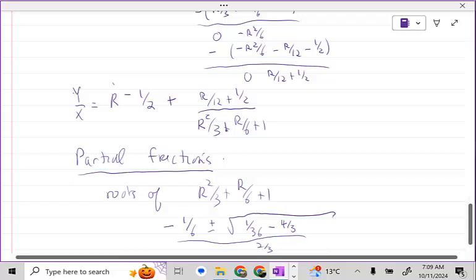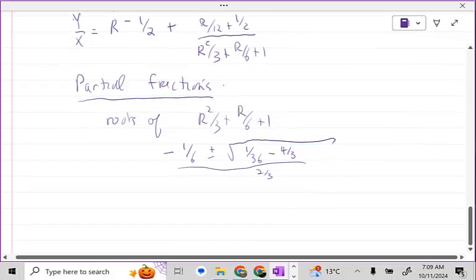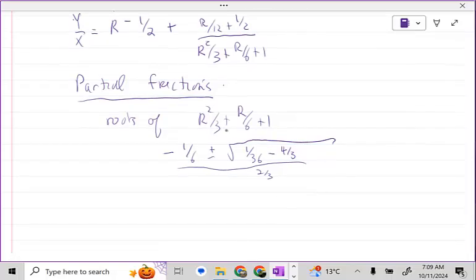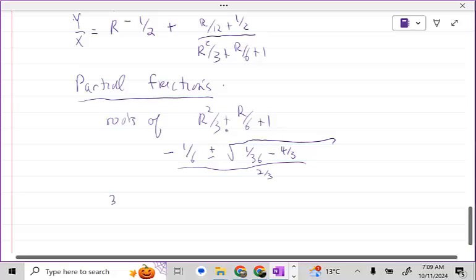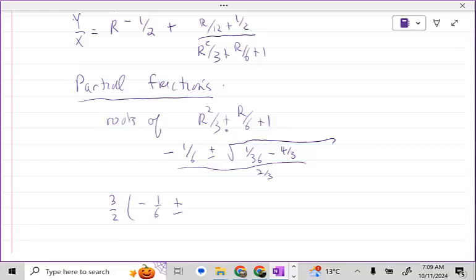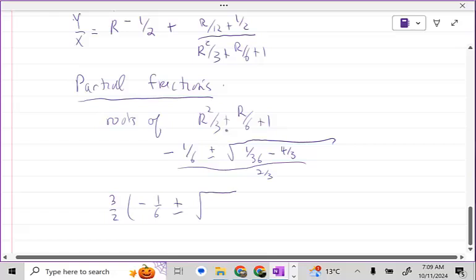Okay. All right, so let's see what I'm going to do here. So I can flip the 2/3, so that's going to be 3/2 times minus 1/6 plus or minus. Now we're going to have to put this over a common denominator. The 36 is 3 times 12, so that's going to be 1 over 36 minus 48 over 36, so that's really not very good. So it looks like that's the square root of negative 47/36.